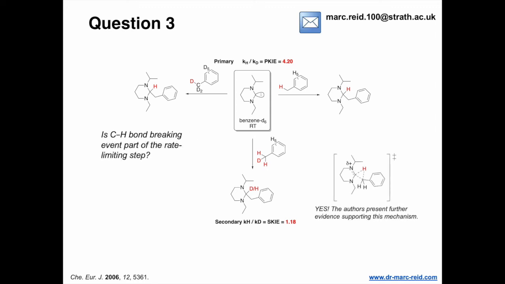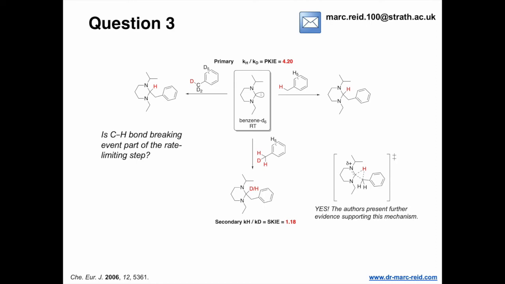Turning to the answer, with the evidence provided, we would say yes, the CH bond breaking event, the insertion in this case, is indeed part of the rate limiting step. The normal primary KIE derived from the observed difference in the absolute rates of deuterated versus non-deuterated toluene reactants is enough to answer yes to this question.